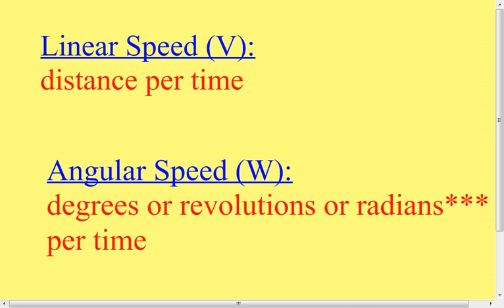All right, then there's angular speed, which is your W. And angular speed will be either given to you in degrees or revolutions or radians per time. So it might say degrees per minute, it might say revolutions per day, it might say radians per hour, whatever. But it needs to be in radians. So if it's not in radians per time, it has to be converted to radians per time. And we'll talk about that in a minute.